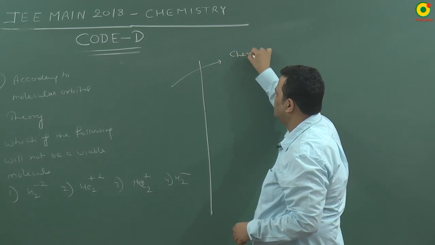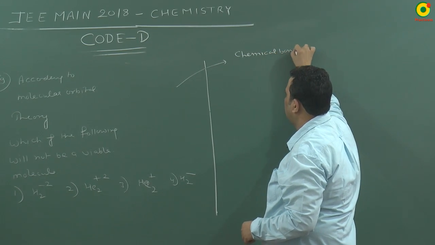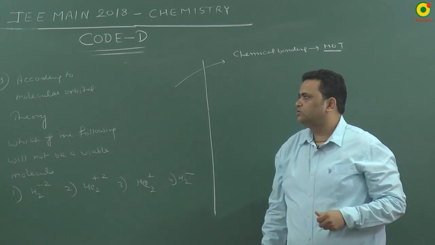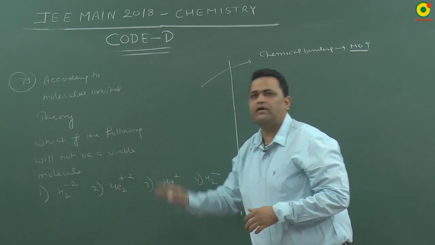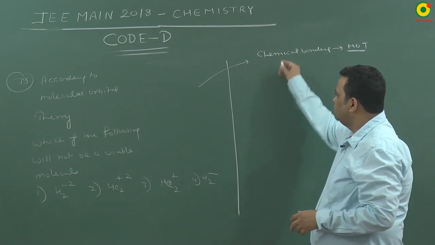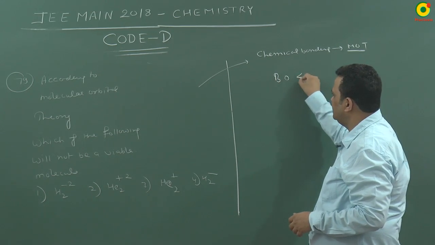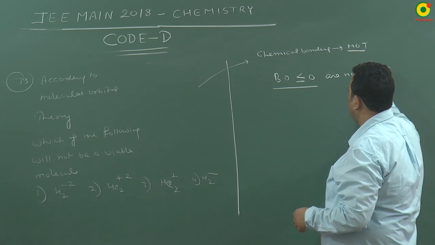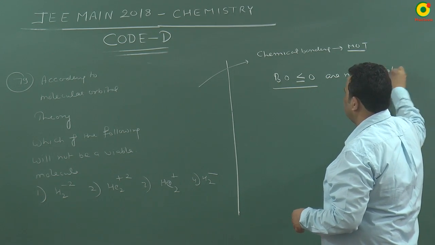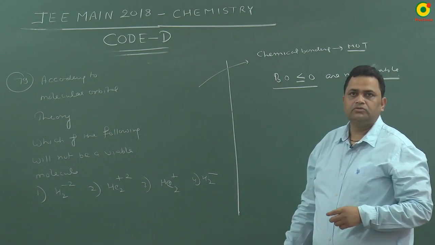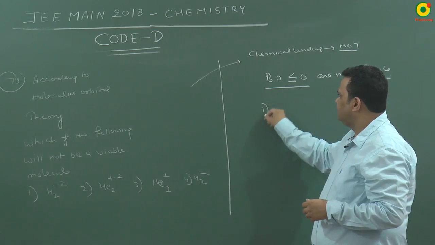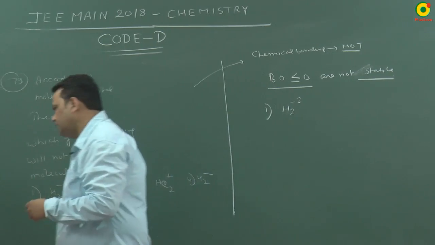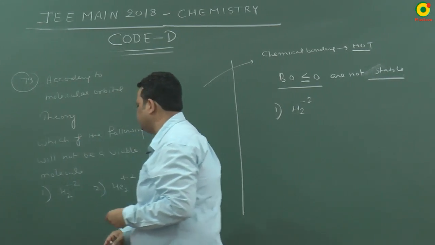Chemical bonding, and the subtopic is molecular orbital theory, MOT. He is asking which of the following molecules is not viable. The molecule which has bond order less than or equal to 0 is not stable, meaning these are not viable options. So how to check the viable options? I am taking the first option, H2 2-.